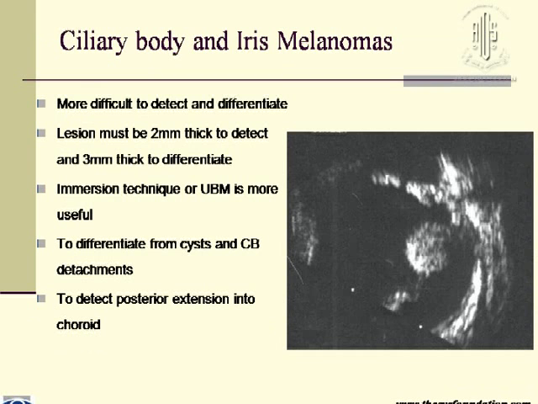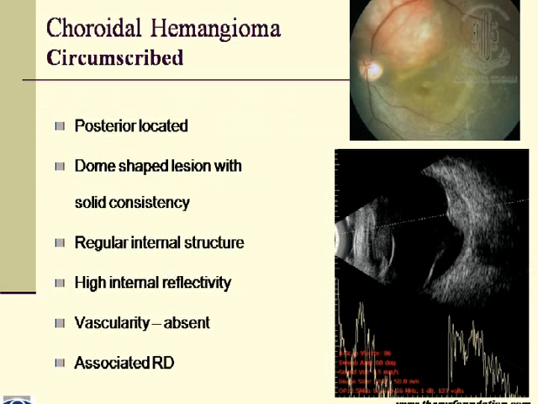Though it is a little more difficult to evaluate the lesions of the ciliary body or the iris, and nowadays UBM is more widely used, ultrasound is still useful to differentiate these solid lesions from cystic lesions or from detachment of the ciliary body. Moreover, it also helps us to know whether a ciliary body melanoma has progressed to involve the choroid.